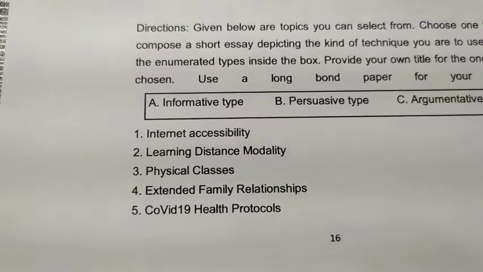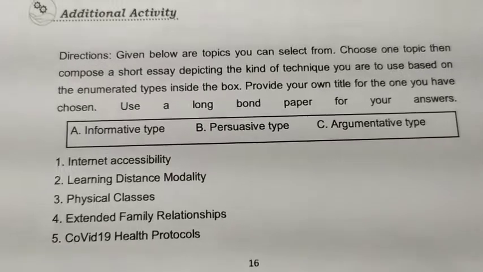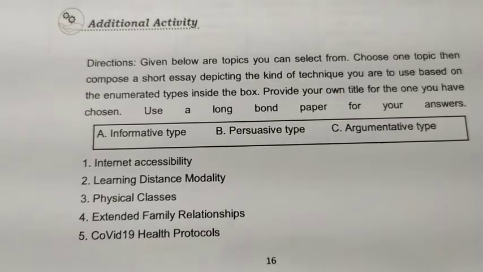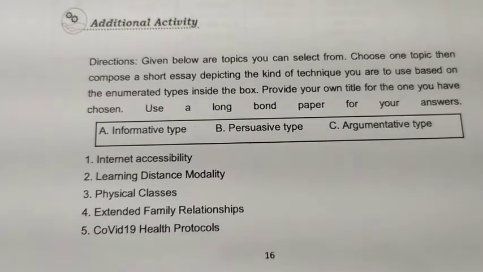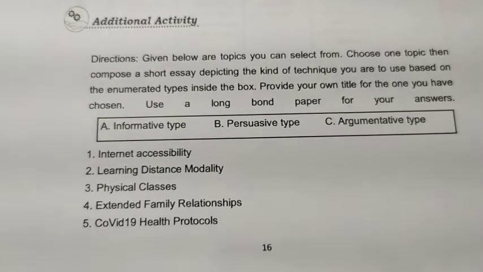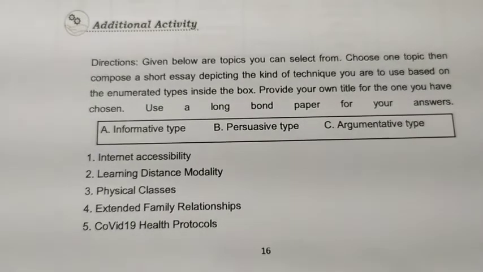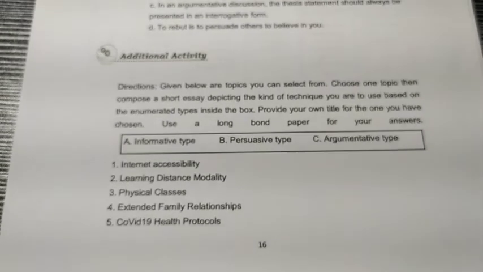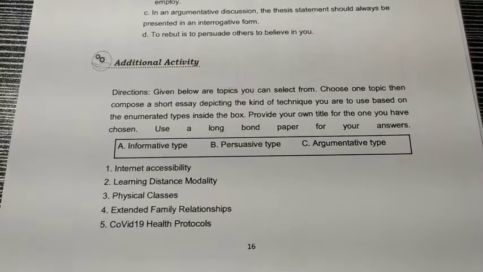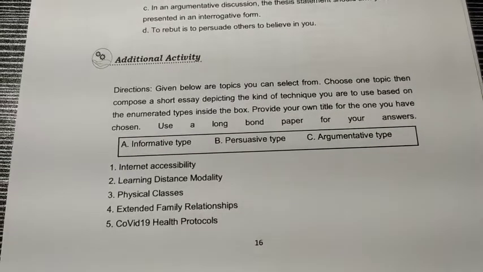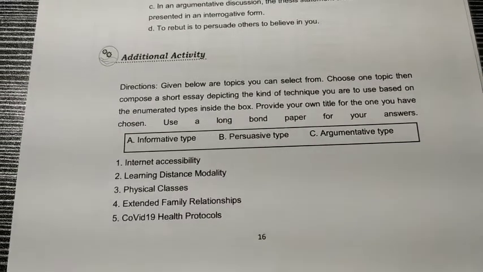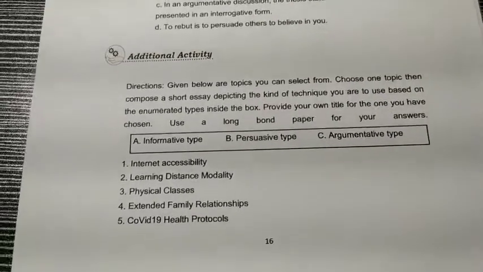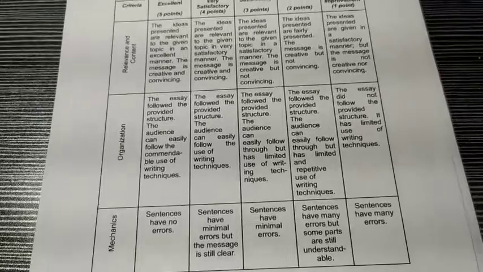After choosing one topic, you will also choose a particular type. Will you write an informative, persuasive, or argumentative essay? So you will choose a topic, then you will choose a type. Before doing it, you should also write your chosen topic and your chosen type. Then you will write your own essay. There should be an introduction, body, and conclusion. Most probably there should be 3 paragraphs and 3 to 5 sentences in each paragraph, plus your own title. The same rubric will be used.